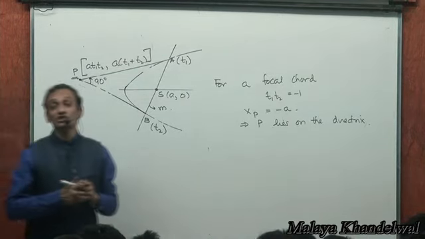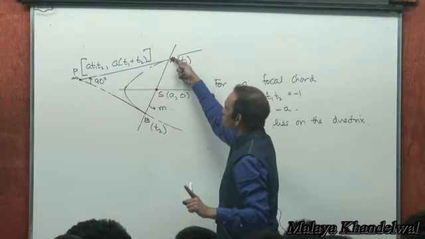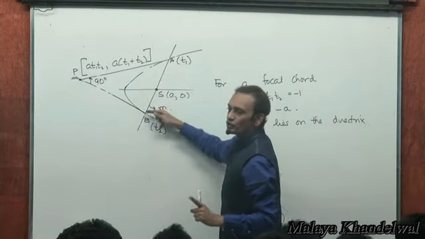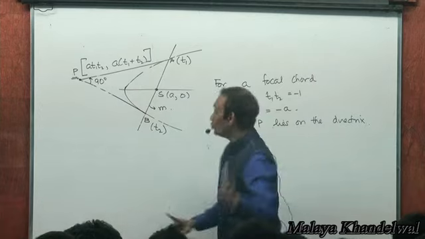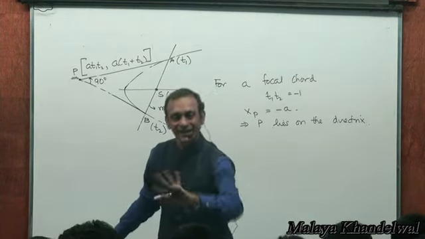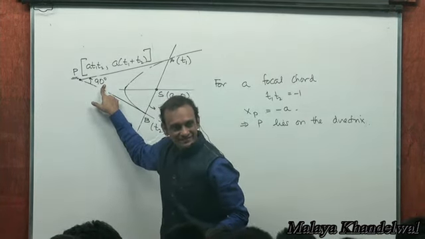Which leads us to a very important result. Two results. One, if this is a focal chord for a standard parabola, then the product of the two t's will always be minus 1 for all focal chords. Two, tangents drawn at the extremity of the focal chord must intersect on the directrix and therefore must also be perpendicular to each other.